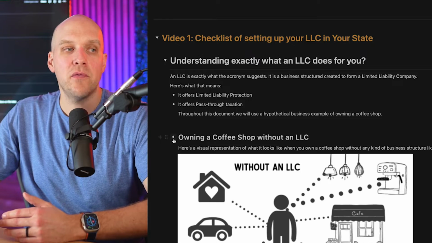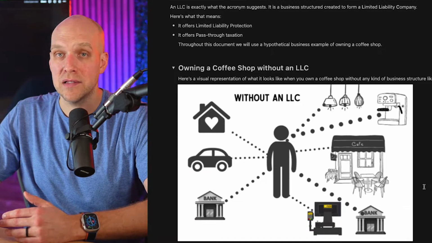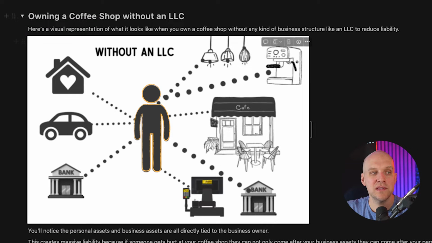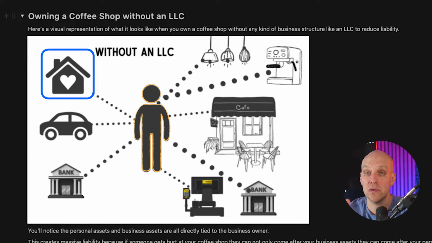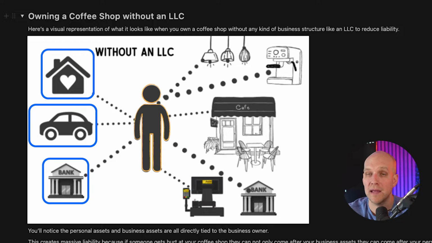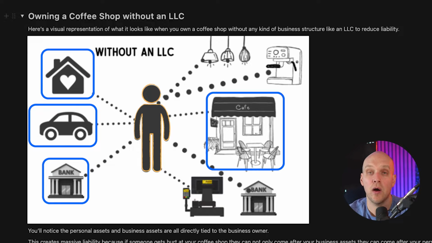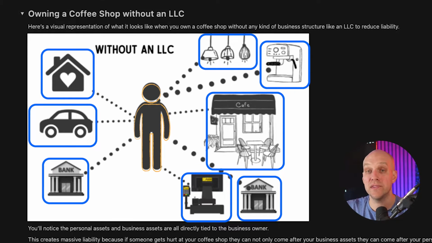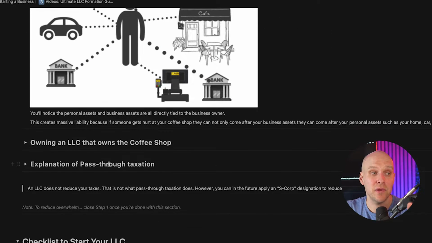Let's look at an example of owning a coffee shop without an LLC. This will really help to button everything together for you. What we have here is the business owner in the center. On the left-hand side are their personal assets, such as their home, car, and bank account. And on the right-hand side are their business assets, such as the point of sale, business bank account, the physical location, the espresso machine, the lights. All of this is directly tied back to the business owner, which creates a lot of liability.